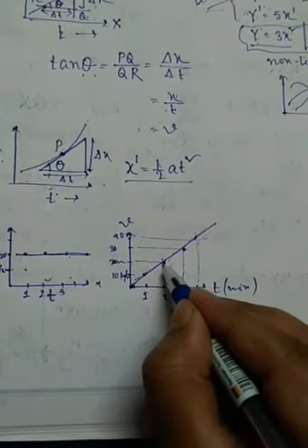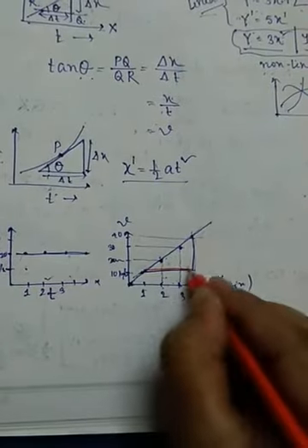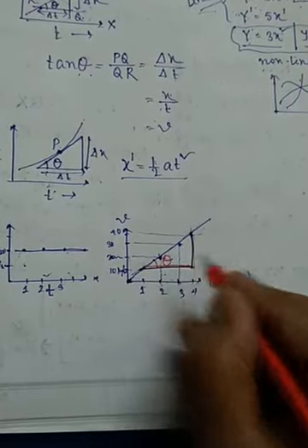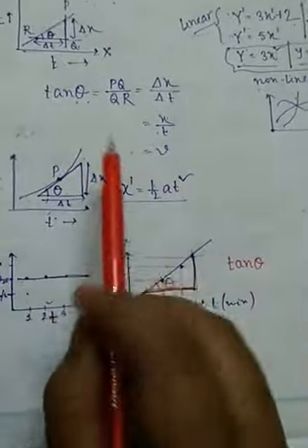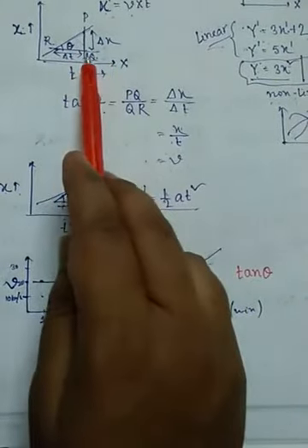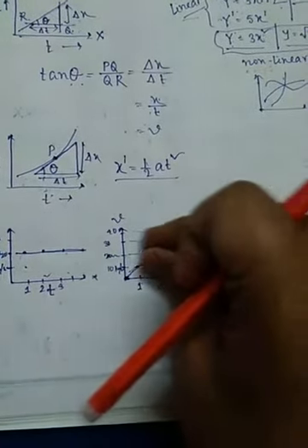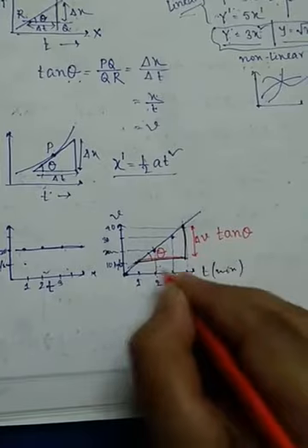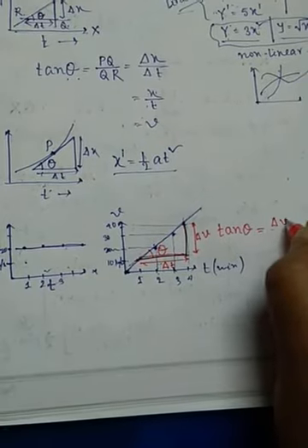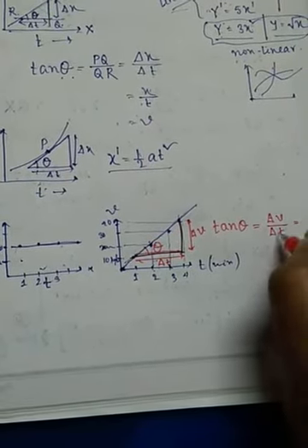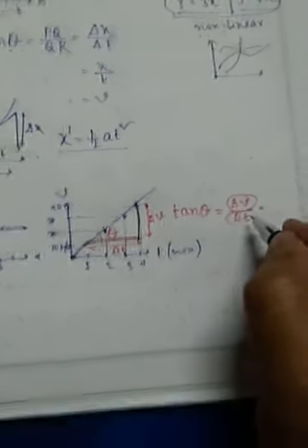Okay, I am taking these 2 points, let's say, and I am drawing a slope here. So this is theta, and I must take tan theta for calculating the slope. We know from trigonometry that tan theta equals height by base, and here the height means along the velocity axis, that means delta v, and the base means along the time axis, delta t. So tan theta equals height by base, that means delta v by delta t, that means change in velocity by time.